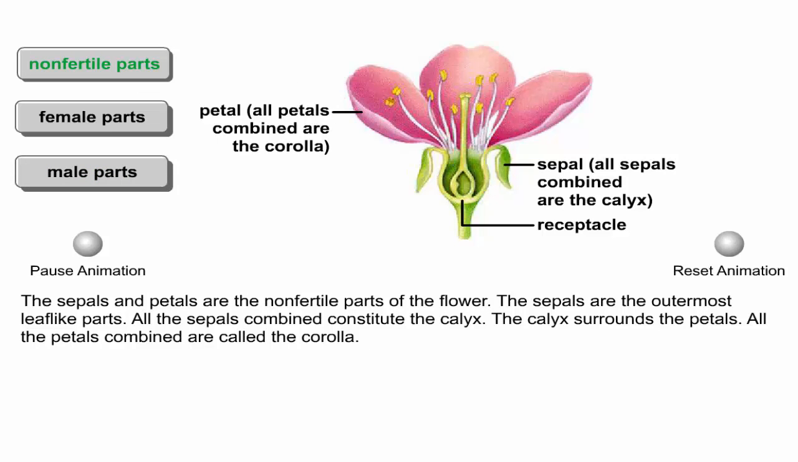The sepals and petals are the non-fertile parts of the flower. The sepals are the outermost leaf-like parts. All the sepals combined constitute the calyx. The calyx surrounds the petals. All the petals combined are called the corolla.